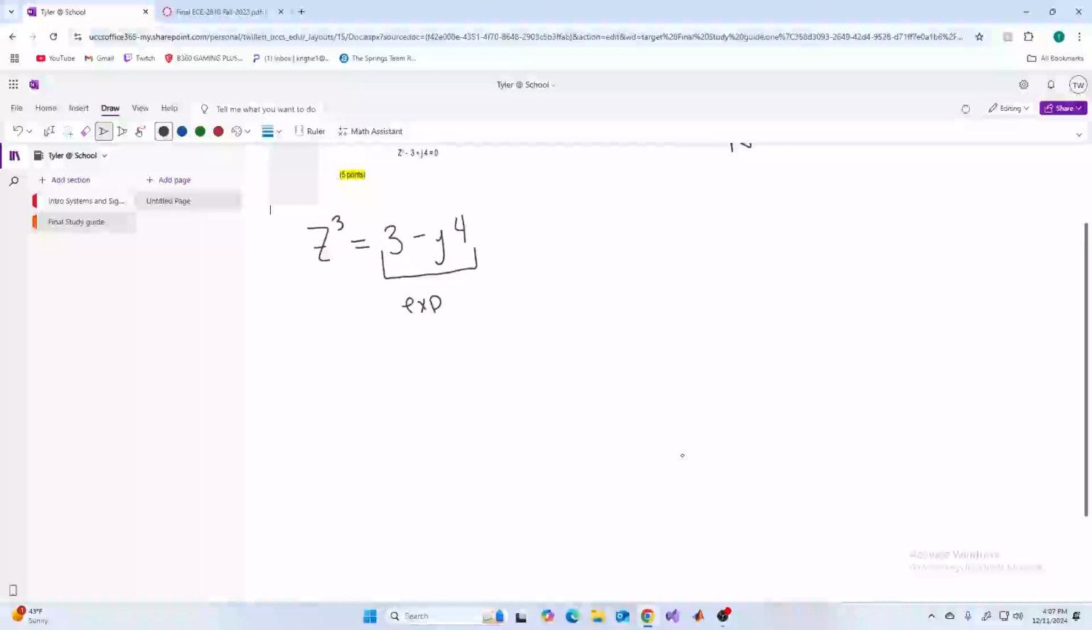Now what we need to do is turn this from rectangular form into exponential form. To do that, we say z cubed equals the square root of 3 squared plus 4 squared, e to the power of j theta. And to find theta, it's equal to the arctan of negative 4 divided by 3.